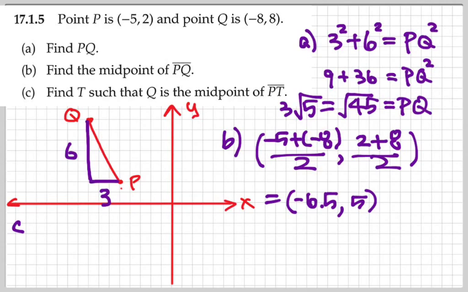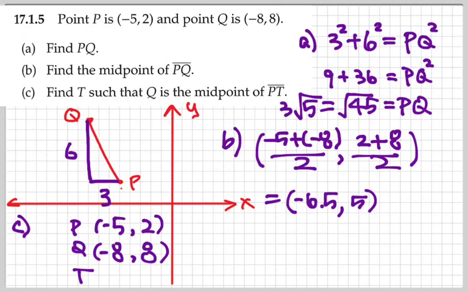How about part C? Find T such that Q is the midpoint. If Q is the midpoint, just to have things a bit clearer, I have written down in order P, Q, T, writing them down in this way. Alright, let us observe what happened from P to the midpoint, which is Q. First, in terms of x, we subtracted 3. So we have to do the same thing in the x value as well. When you subtract 3 from -8, we get -11.